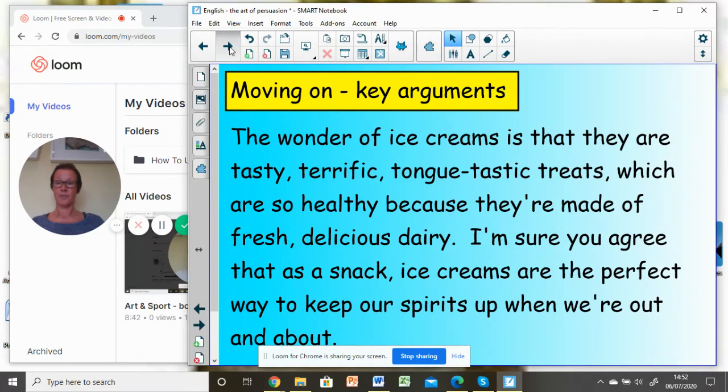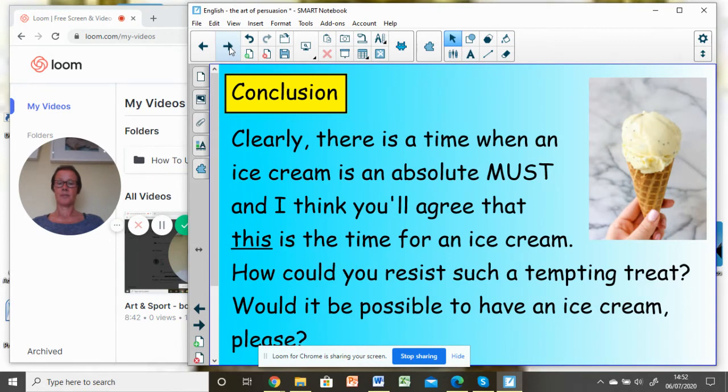Let's have a look at my conclusion. Did you spot the rhetorical question? How could you resist such a tempting treat? And the direct question at the end repeats my opening question, which is, would it be possible to have an ice cream, please? Can you hear how polite that is? I think you've probably spotted I've used a persuasive phrase, clearly, and another one, I think you'll agree.